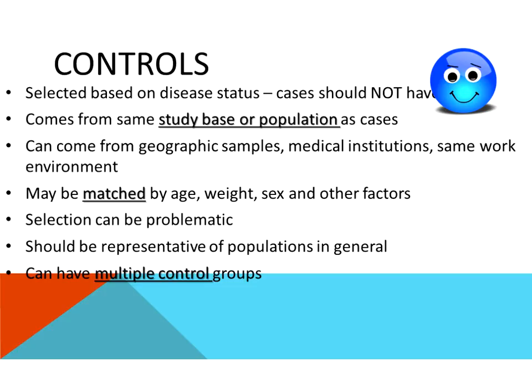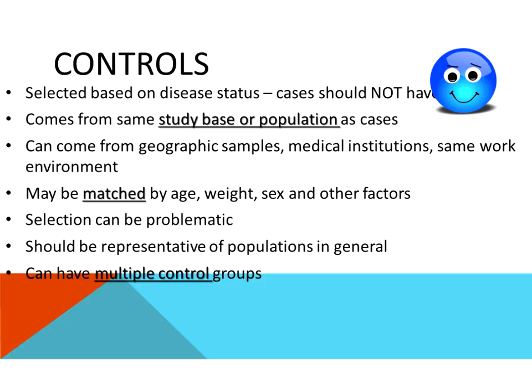Now our controls are selected from the same study population, but they do not have the disease. And you can find them from, again, medical institutions. They work in the same environment, or it could be a geographical sample. You can look at all the residents in Madison County and that would be your study population. And then we find our cases for developing bladder cancer versus our controls, which do not have bladder cancer, and was there something that differed in their exposure to specific risk factors.